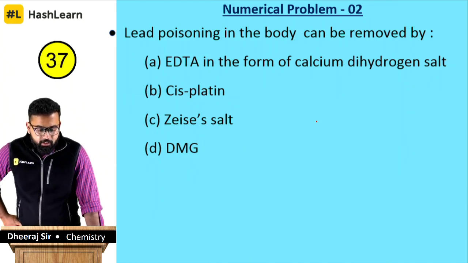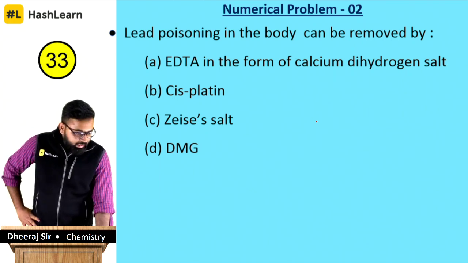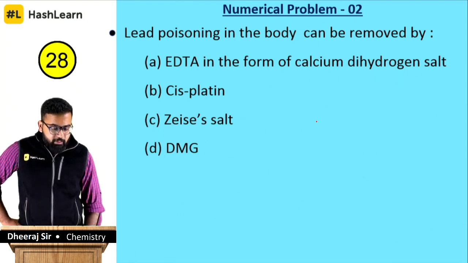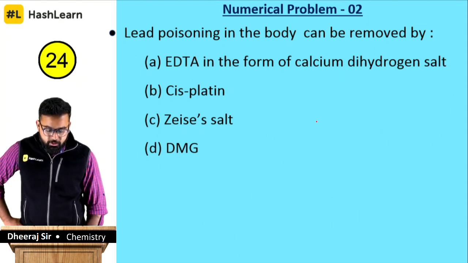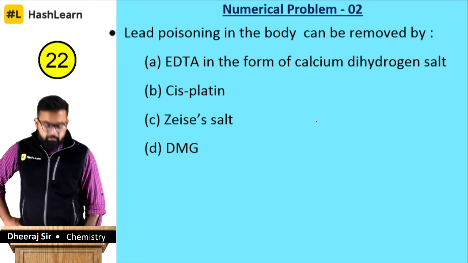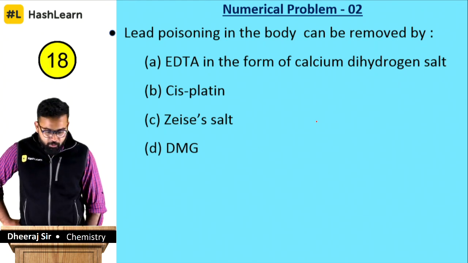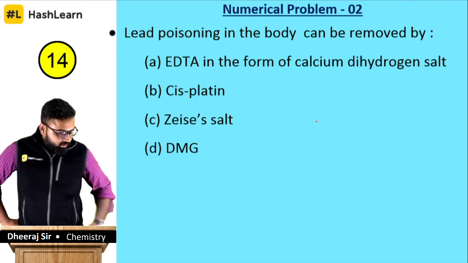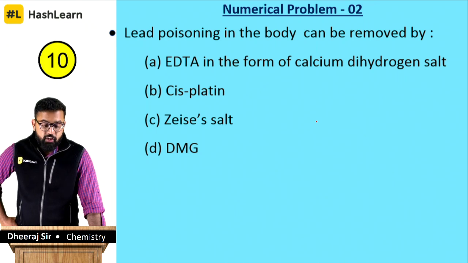So lead poisoning in the body can be removed by. So think, is it EDTA in the form of calcium dihydrogen salt, cis-platin, Zeise salt, or DMG? DMG stands for dimethyl glycoxime. So, EDTA in the form of calcium dihydrogen salt, cis-platin, Zeise salt, and DMG. Which one is it? Quickly. This is your application aspect.